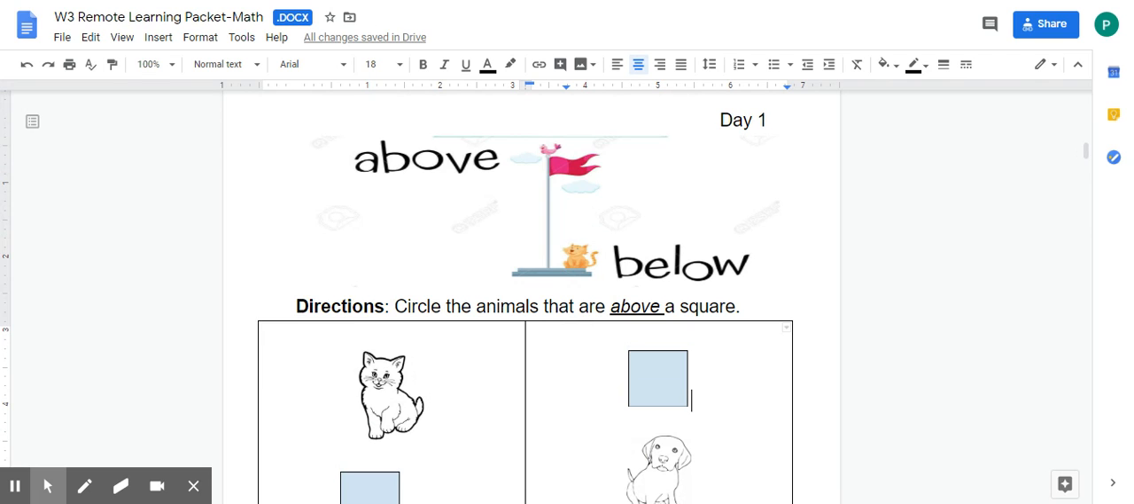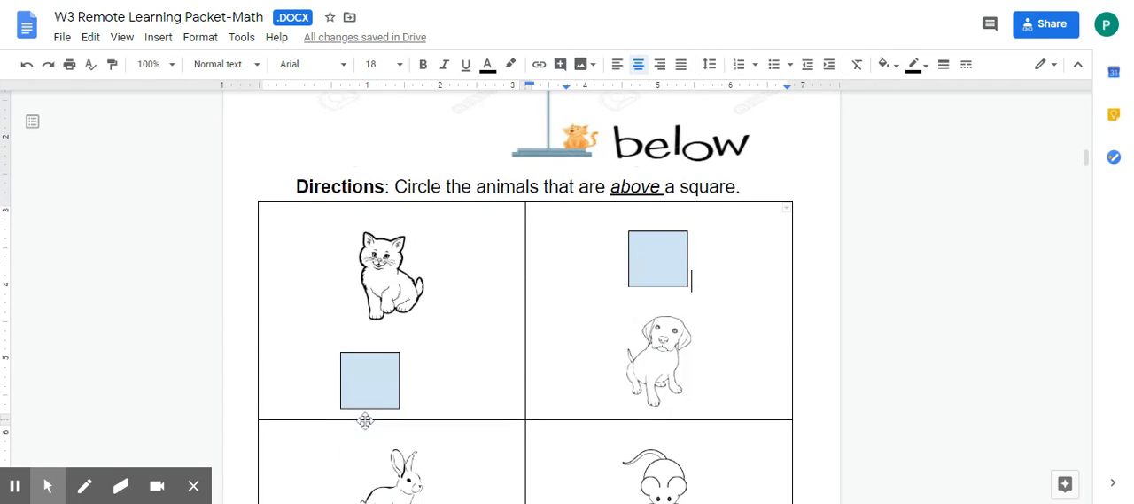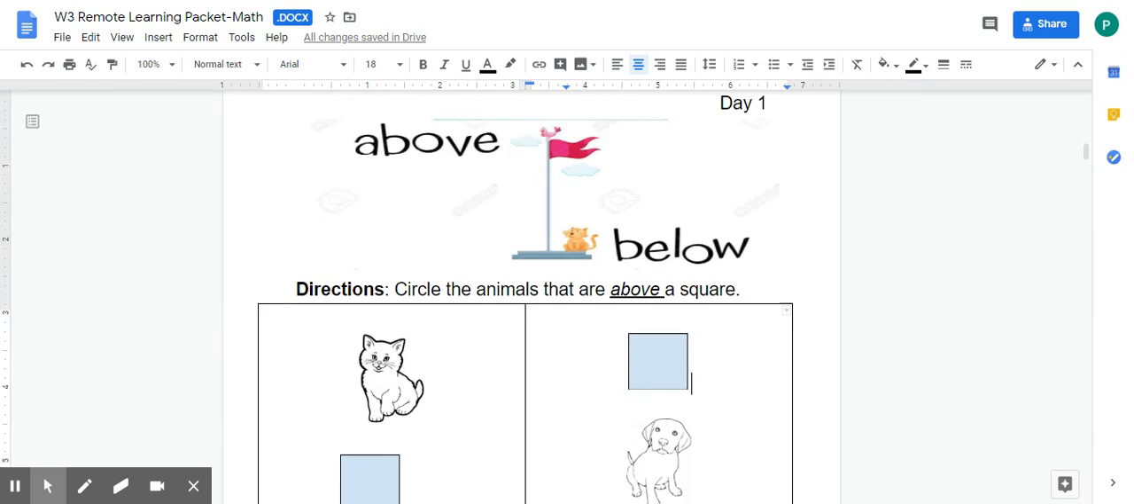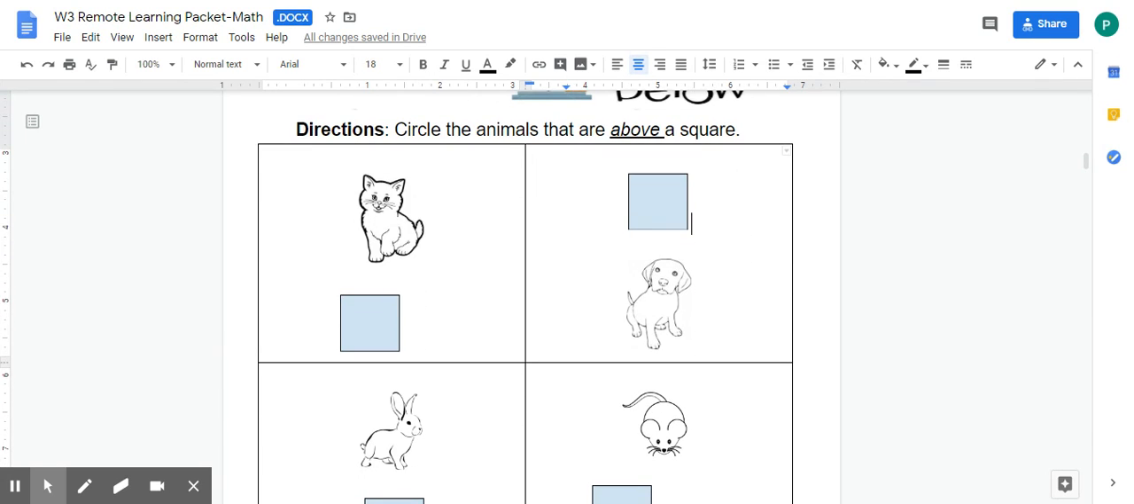So we're going to be looking at day 1. The directions for day 1 say on this page, circle the animals that are above a square. So right here up top, you kind of have a little reminder for your scholars to remember what above means and what below means. Above means on top, below means on the bottom. On this page, just going to circle the animals that are above a square.